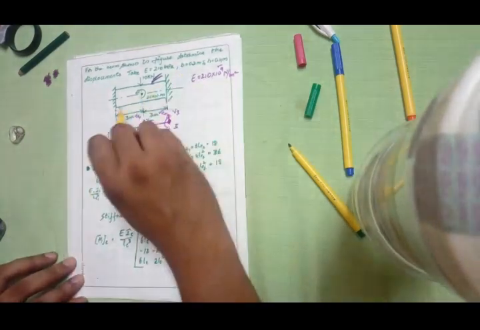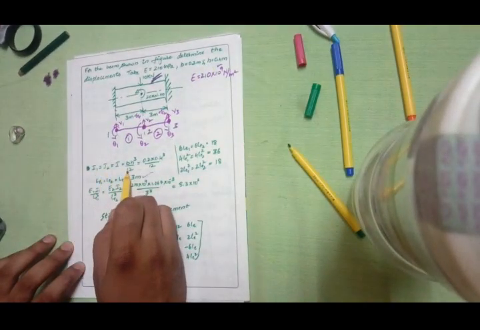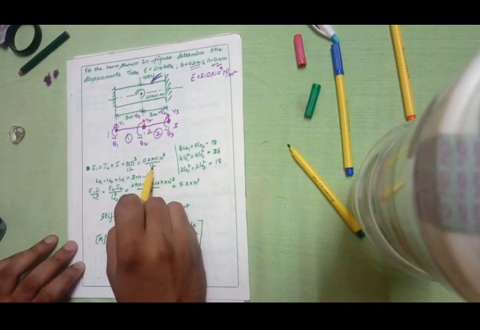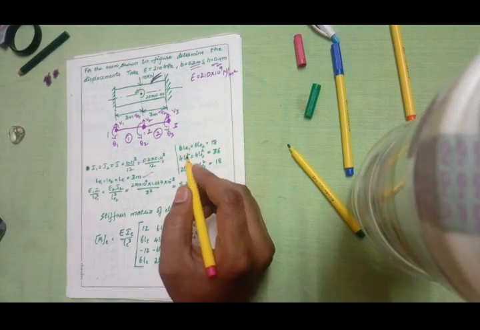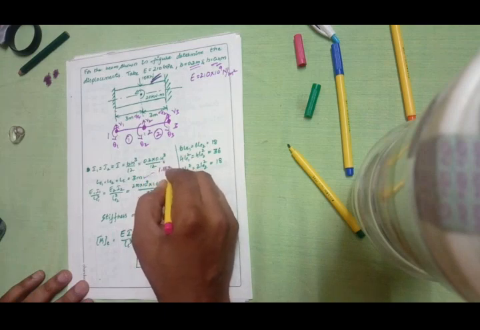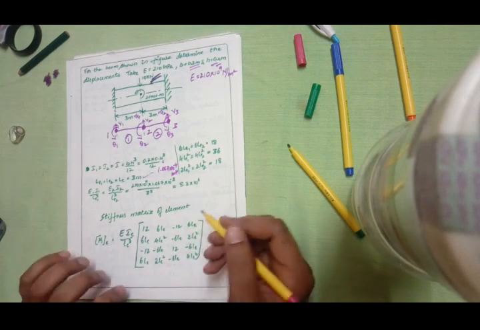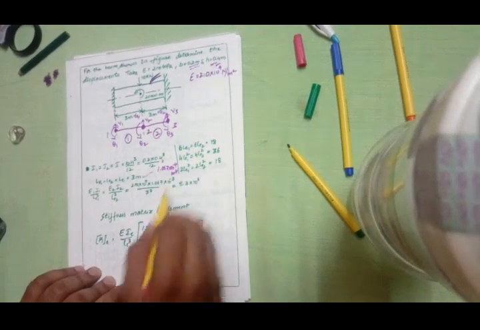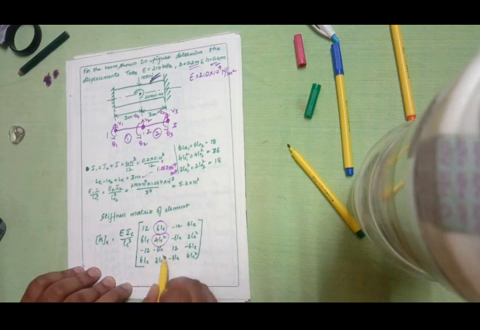Since both elements have the same dimensions, I1 equals I2 equals BH cube by 12, as it is a rectangular cross section. B is 0.2, H is 0.4, so 0.2 into 0.4 cube by 12. If you simplify this, you get 1.067 into 10 to the power minus 4 meter to the power 4. Now since the length of element 1 and element 2 is the same, I'm going to do the multiplication, because I need 6 times LE, 4 times LE square and 2 times LE square in my stiffness matrix.